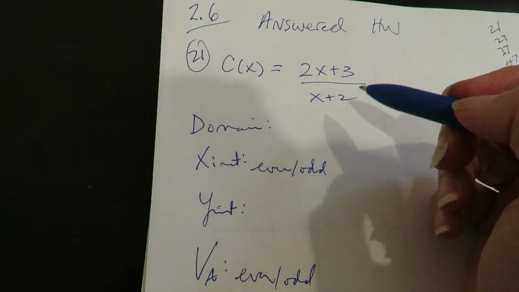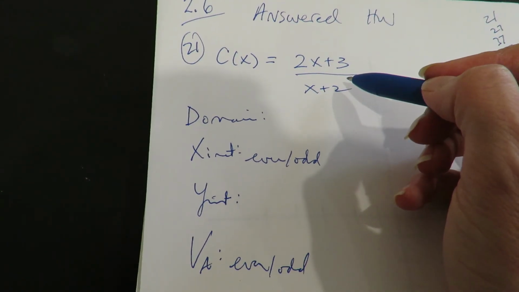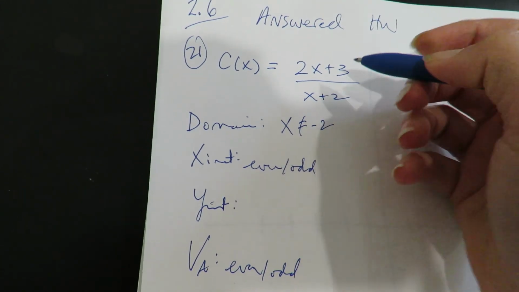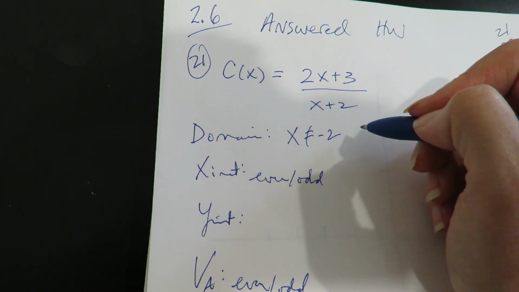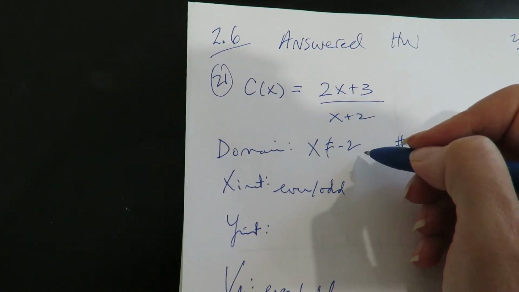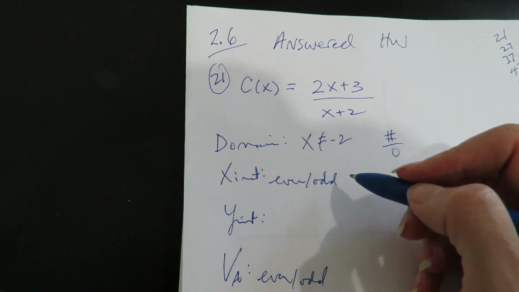Okay, the domain for a fraction: you can't divide by 0. So x here cannot be -2, because if it's -2, you're going to get a number over 0, which makes it undefined, and that's why that's a domain restriction.